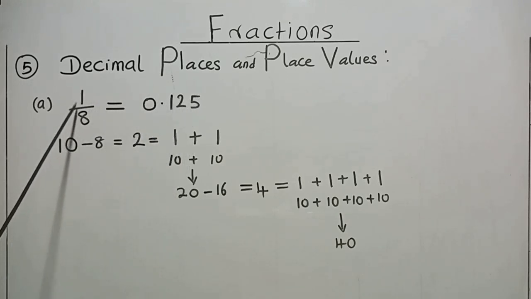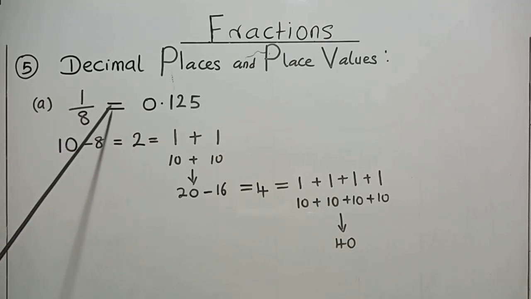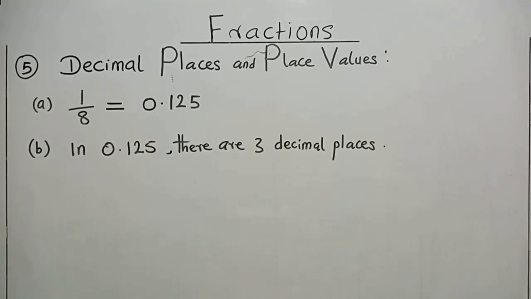Therefore, this and this are the same, but expressed in different forms. Now, believing that we remember what happened from here to this point, let us now concentrate on 1/8 is equal to 0.125. Now, concentrating on the results of that process, we conclude that in 0.125, there are 3 decimal places.